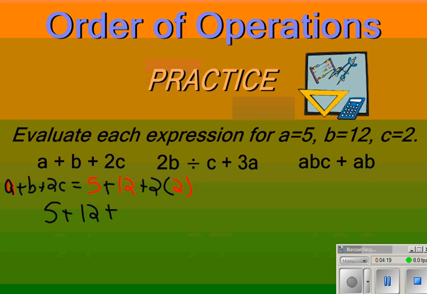2 times 2, 4. Now what do I do next? What's next to simplify? What am I adding? 5 plus 12, which is 17 plus 4. 17 plus 4 is 21. There's my answer. Do this one in your notebook or on your whiteboard, and then let's correct it together.